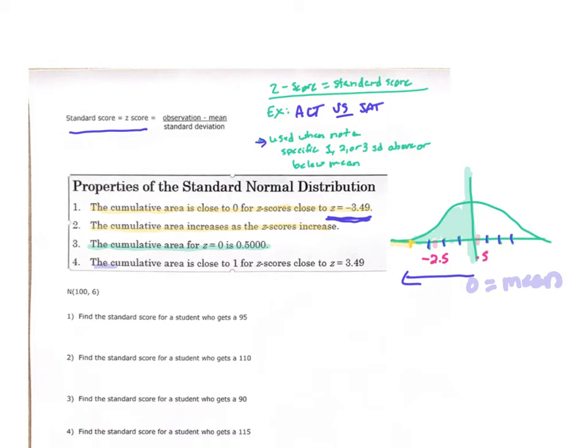And then lastly, the cumulative area is close to 1 for z-scores of z equals 3.49. So think about where 3.49 would be on this. That's basically saying 3.5 standard deviations above the mean. So we're way up here. And if we do the cumulative area, then we're talking from here all the way down in this entire shaded normal density curve. So it should make sense that our cumulative area for that is basically that whole density curve. So the area should be 1.